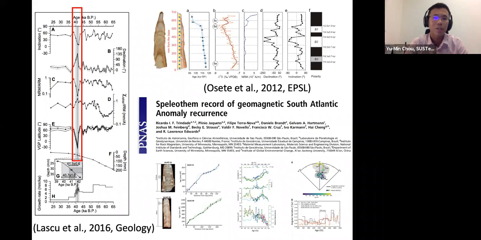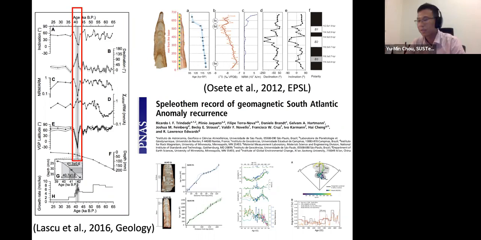So, such as in 2012, Osete et al. used a sample from Portugal to get the record of the Blake event from the one stalagmite. And Lascu et al., who published in Geology, found the Laschamp event, and they got the precise age of the Laschamp event. And also the Ricardo group used a speleothem in Brazil and found the variation of the South Atlantic anomaly.